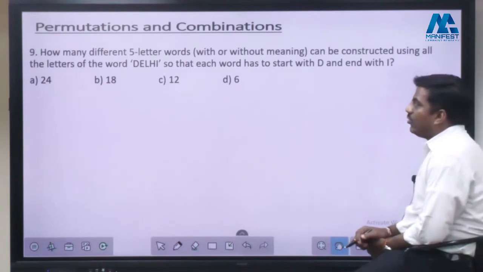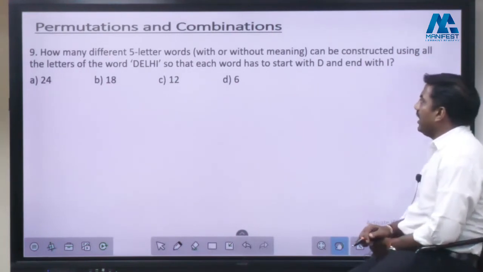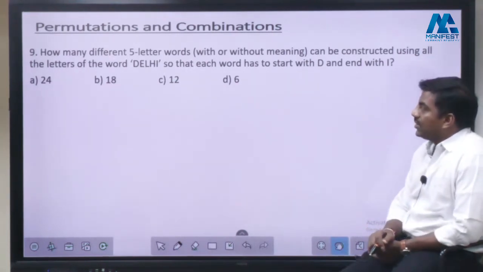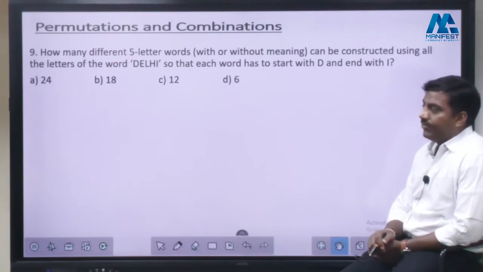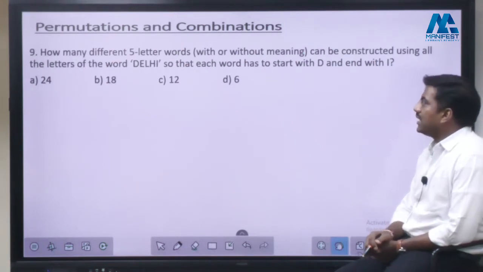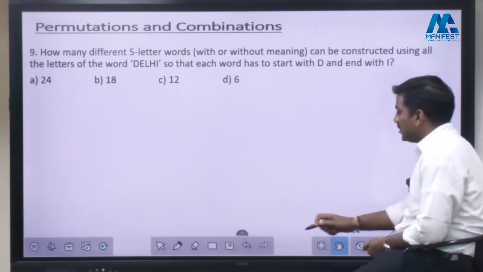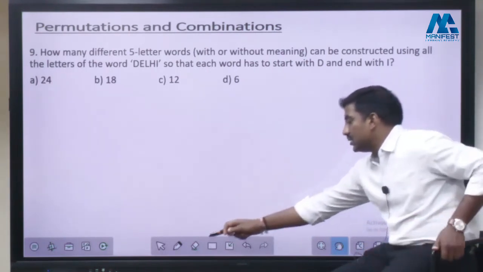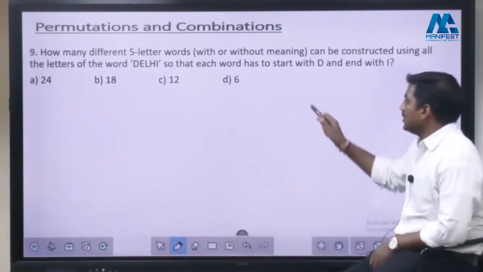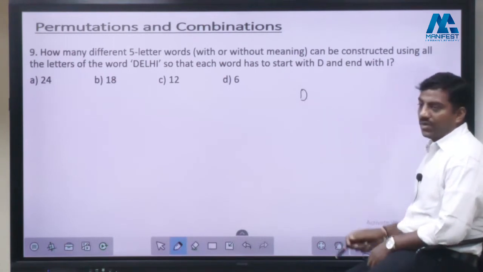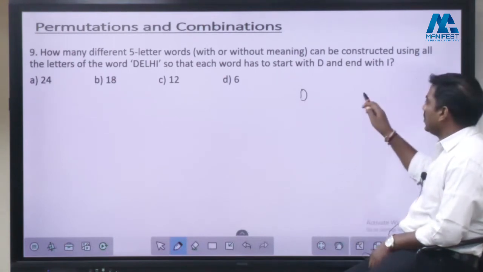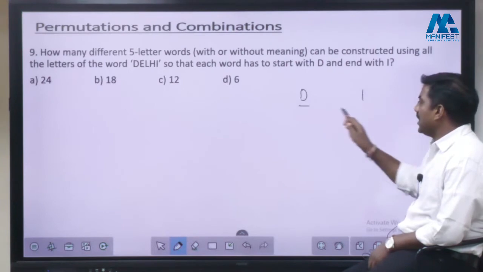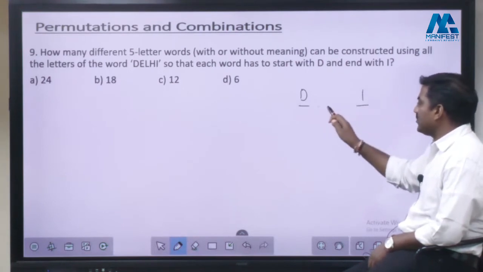How many different 5-letter words with or without meaning can be constructed using all the letters of the word Delhi, so that each word has to start with D? They are giving one condition now. The word has to start with D and it has to end with I. So the first letter and the last letter are fixed.